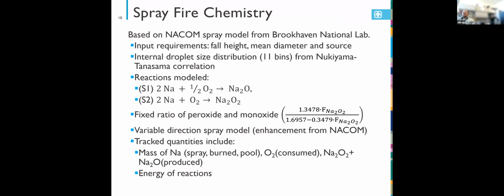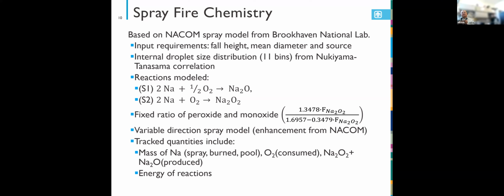Like I said, I'm going to say a little more about the sodium fire chemistry model. This model is based on the NACOM spray model from Brookhaven. Basically, it is a very simple model, considering the fall height, mean diameter of the droplet, and the source, like the mass and its quantity, and using the internal droplet size distribution limit band from the Lekimia tanks Summa correlations, allowing you to calculate the droplet size decrease as the sodium is consumed.